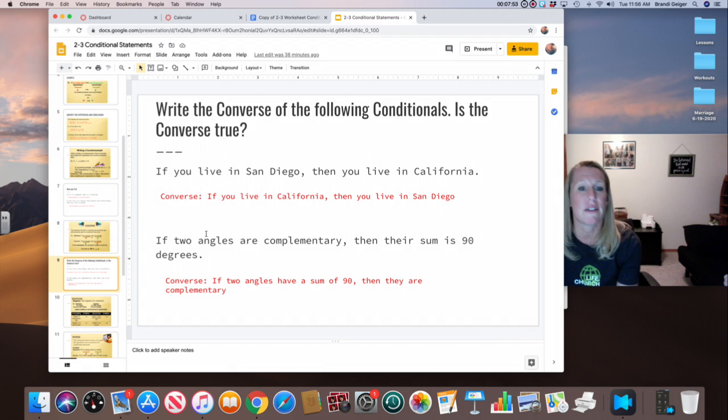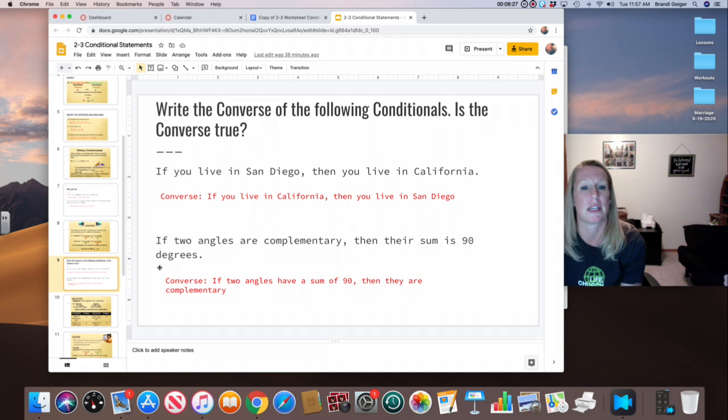So this says, if you live in San Diego, then you live in California. That's a true statement. The converse takes the conclusion and the hypothesis and flips them. So the converse is, if you live in California, then you live in San Diego. Well, is that necessarily true? Not necessarily. If you live in California, there are lots of cities in California. So that's not true, but you still write the statement anyway, even though it's not true.